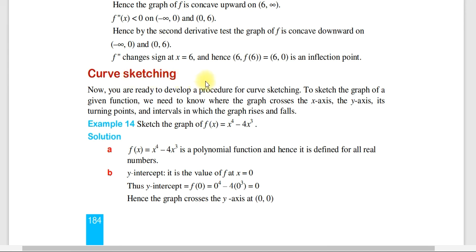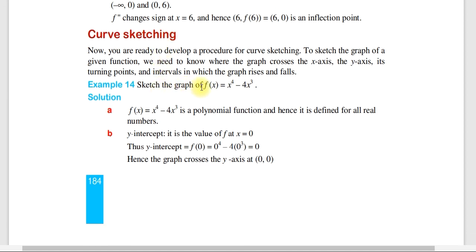Another topic is curve sketching. Now you are ready to develop a procedure for curve sketching. To sketch the graph of a given function we need to know where the graph crosses the x axis and y axis, its turning points, and the intervals in which the graph rises and falls. We determine the points where it crosses the x axis and y axis, or the turning points, as well as the intervals where it rises and falls. Under curve sketching, sketch the graph f of x equal to x to the power of 4 minus 4x cubed.